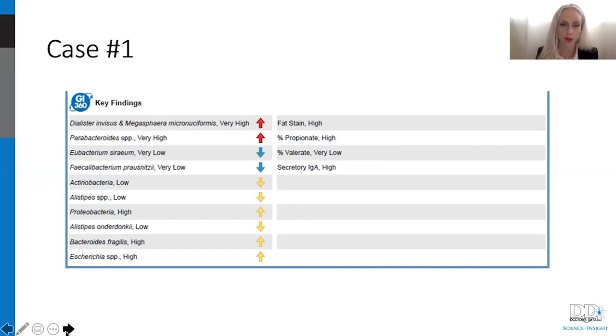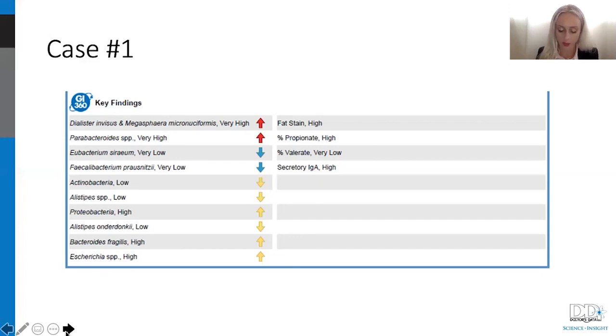The patient's also low in Actinobacteria, higher in the Proteobacteria, again, which are associated with inflammation, lower in Alistipes onderdonkii, higher in Bacteroides fragilis, and higher in the Escherichia species. Something to note here is that low Faecalibacterium prausnitzii is associated also with depression.